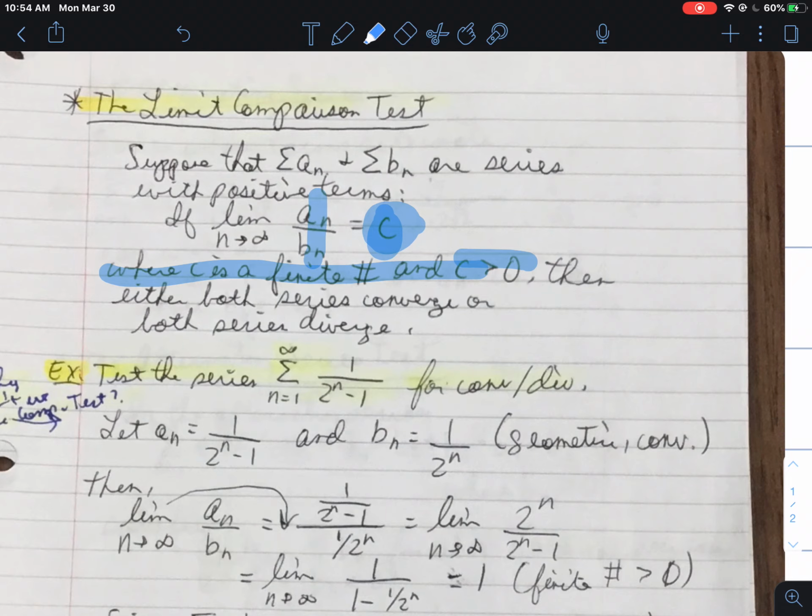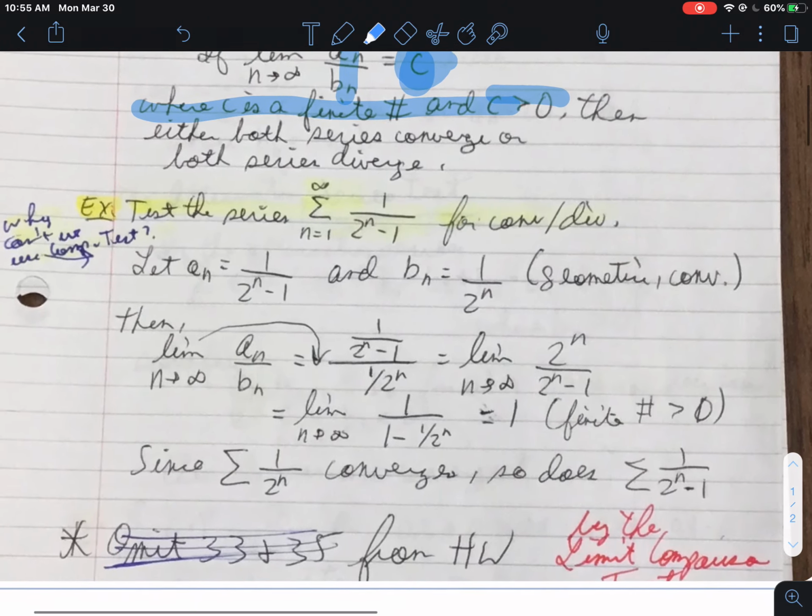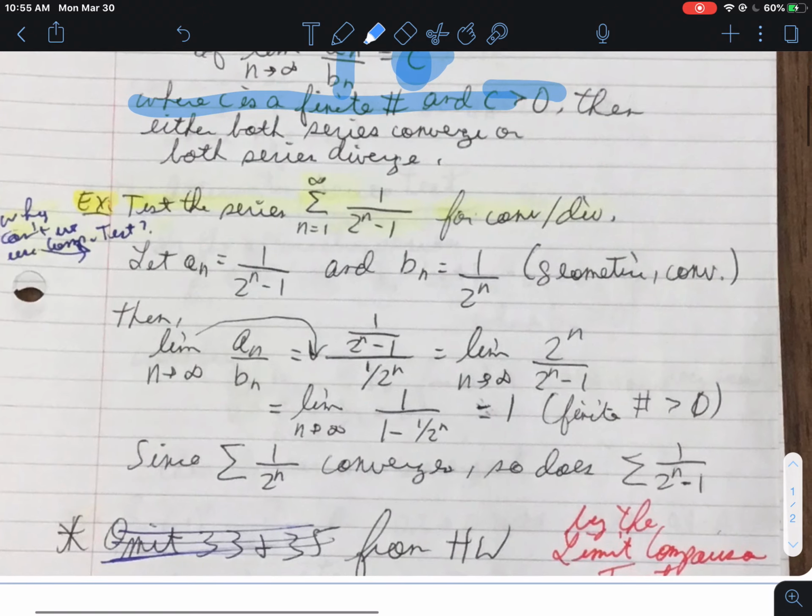diverges. Right? So for example, I've got in this case the series sum as n goes from 1 to infinity of 1 over 2 to the n minus 1. In this case, I'm going to compare the series to 1 over 2 to the n. Here I'm using the limit comparison test. Let me ask this first. Why can't I use direct comparison here? Or, well, maybe could I use direct comparison here?